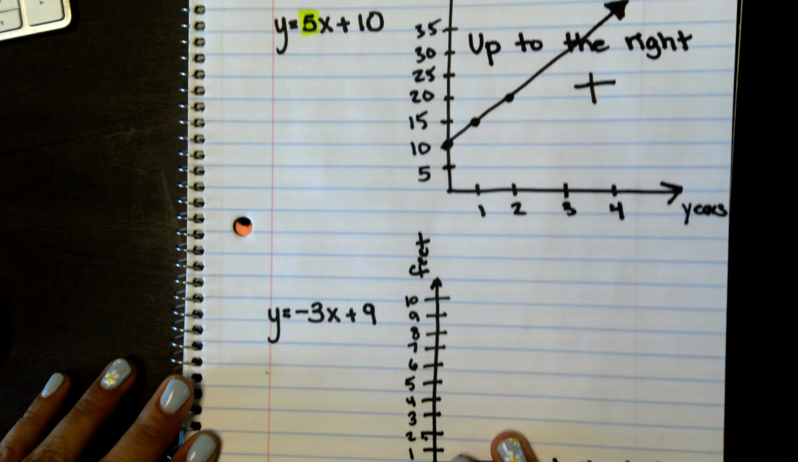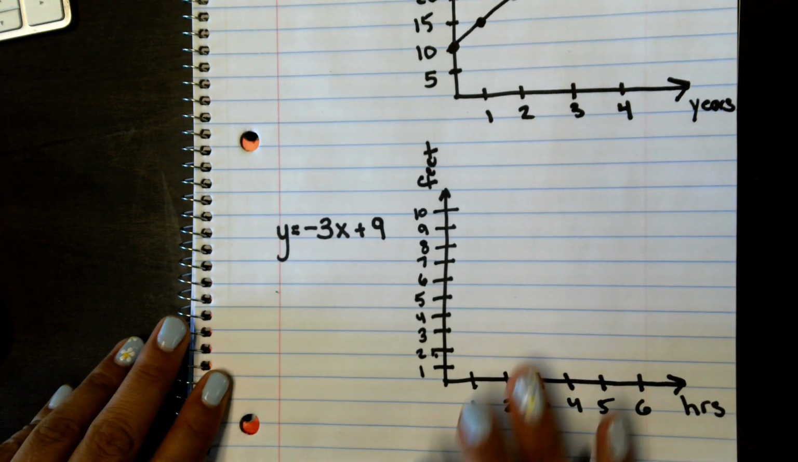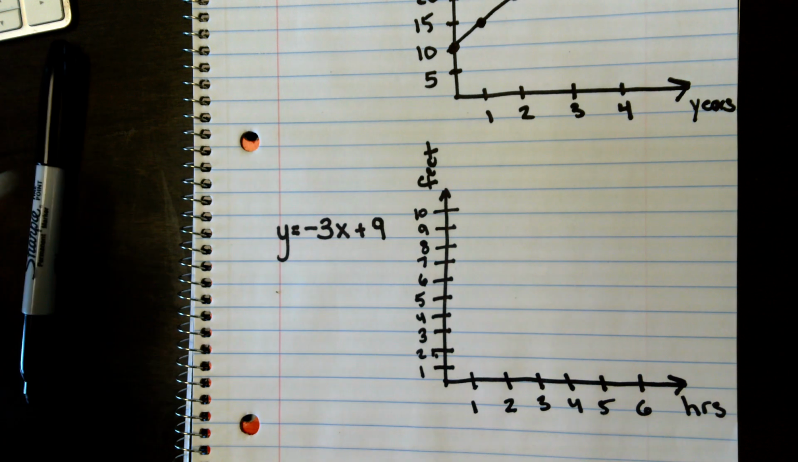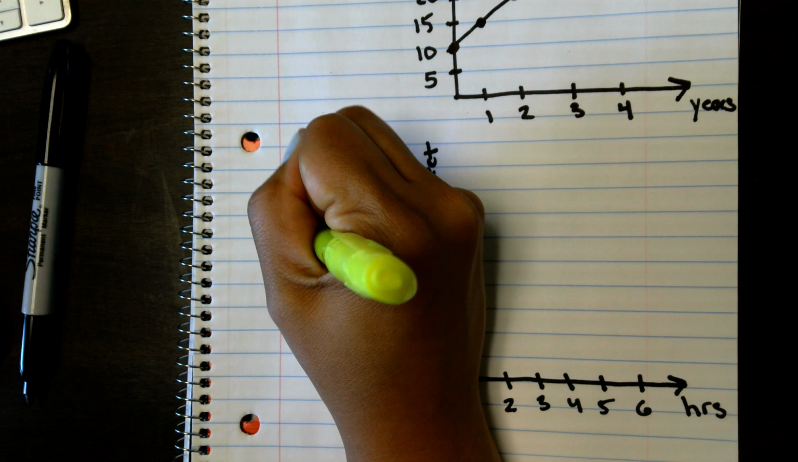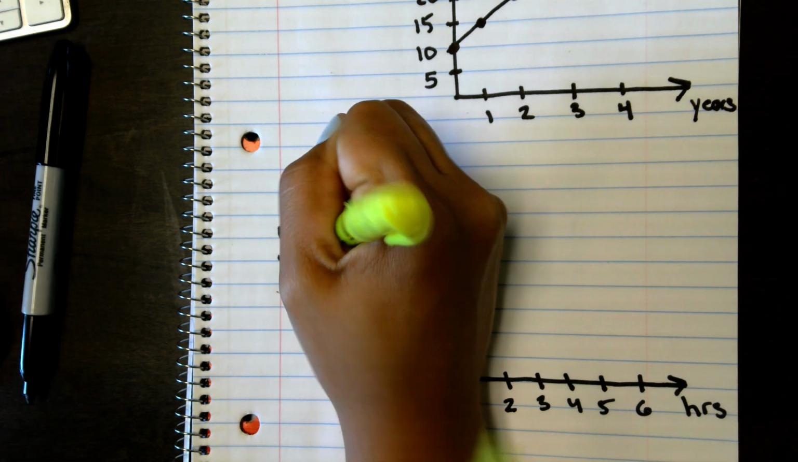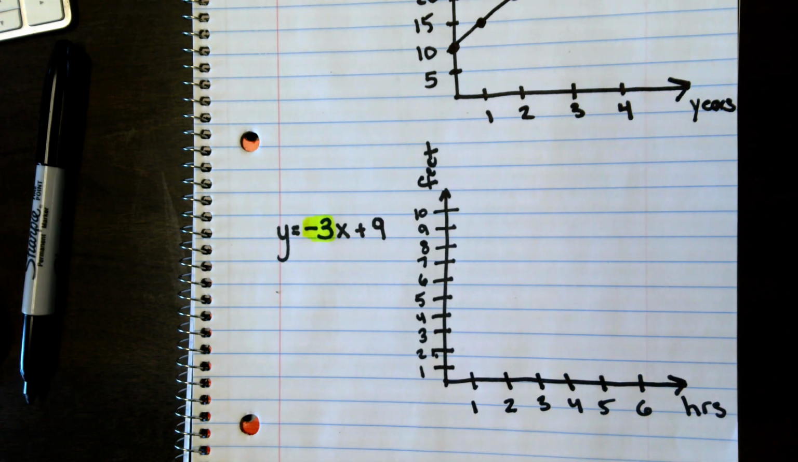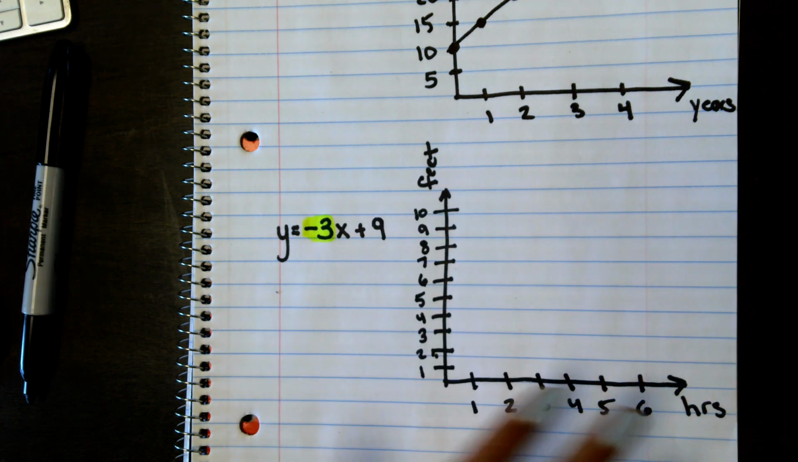Let's check out another situation. So here we have y equals negative 3 times x plus 9. So we have a negative 3 as our slope. Interesting. It's a negative now. Okay, so here we have feet and hours. Those are the quantities we're working with.